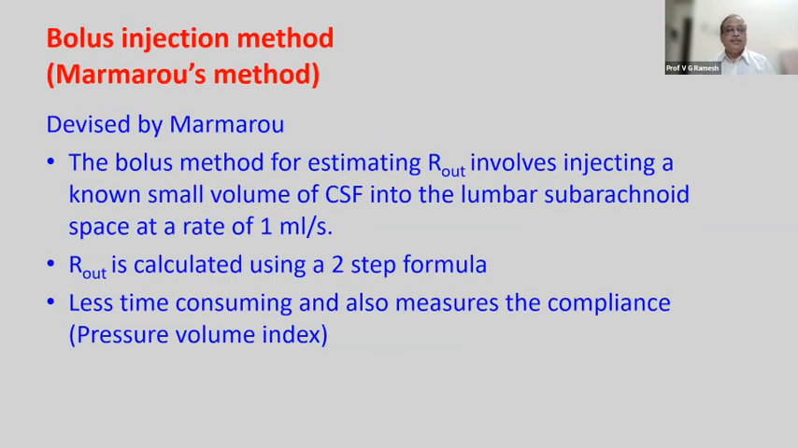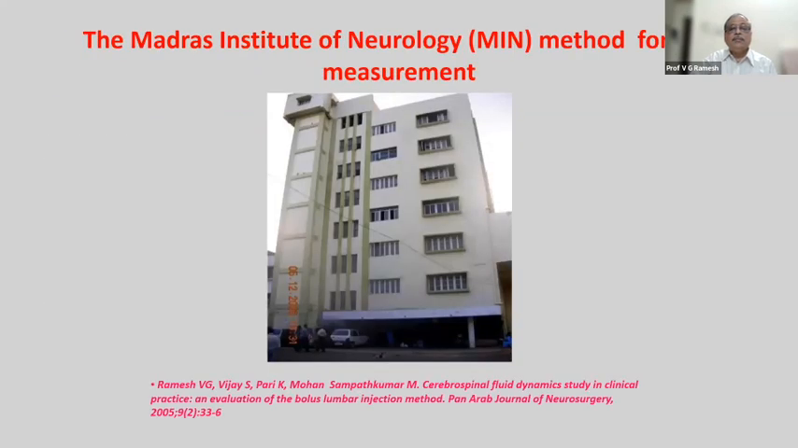Whereas the bolus lumbar injection method, as devised by Professor Marmarou, involves injection of a small quantity of saline into the lumbar subarachnoid space, and R-out is calculated by using a somewhat complex two-step formula. But it is much less time consuming, and also measures the compliance of the brain by measuring the pressure volume index. So it's a very simple method, and I will tell you about the modification which I have made on Marmarou's technique.